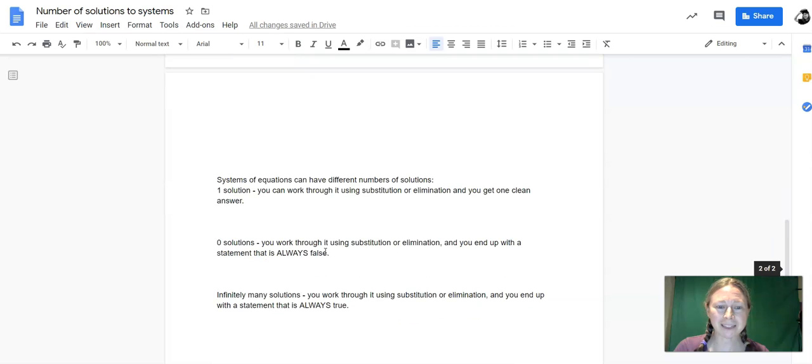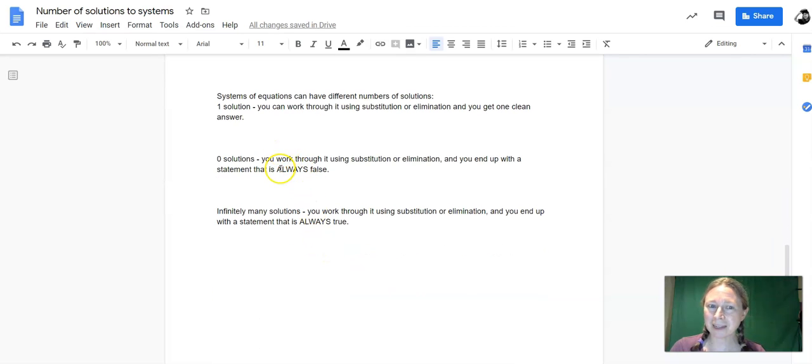So just to summarize, if you work through a system of equations and you get one clean answer, there's one solution to that system. If you work through a system using substitution or elimination and you end up with a statement that's always false, there are 0 solutions. And if you end up with a statement that's always true, then there's infinitely many solutions. And you can check your work by graphing. 0 solutions have 2 parallel lines. Infinitely many solutions have the same line.